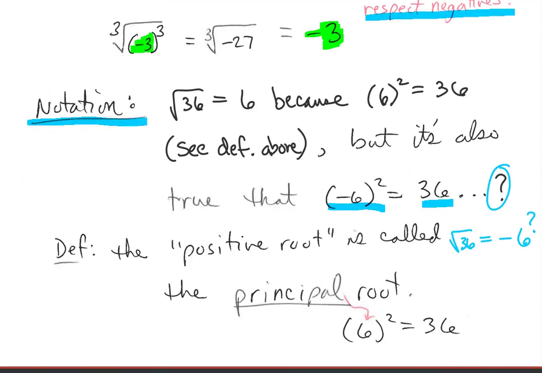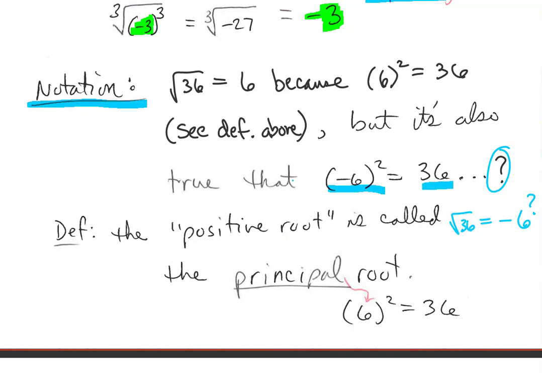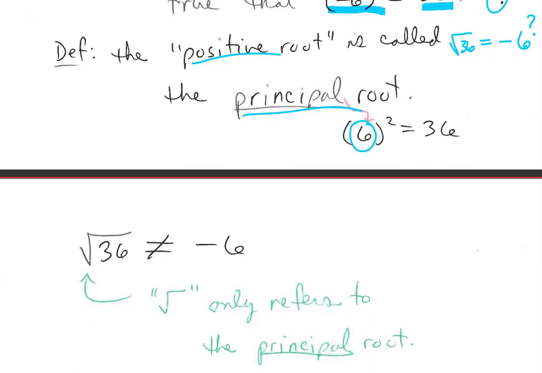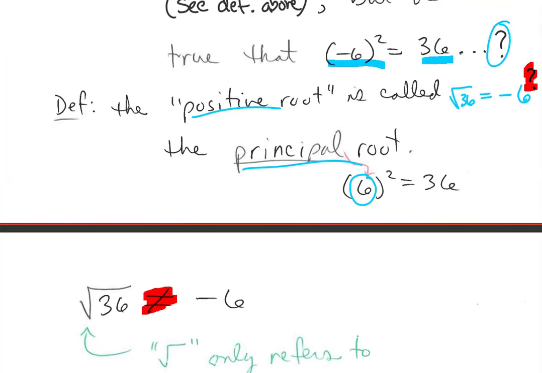Well, it turns out that the positive root, so in this case the positive 6, is called the principal root, and that's why we would say positive 6 squared is 36. So that positive value, known as the principal root, is what we use for this square root symbol. In fact, the square root of 36 is not equal to negative 6, to answer our question that we posed directly above.